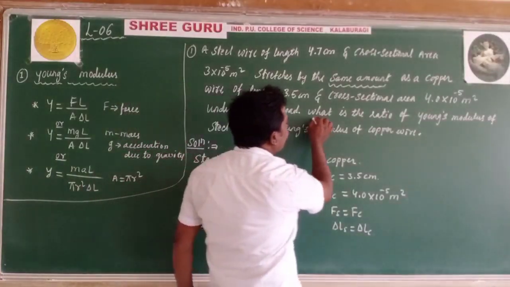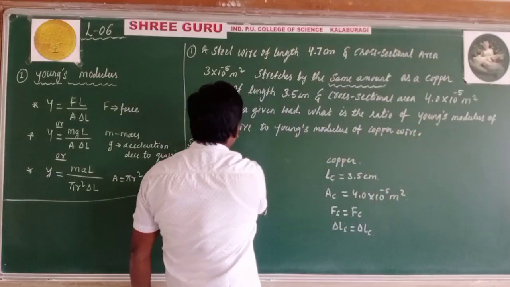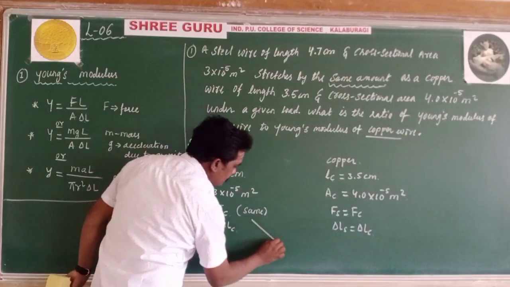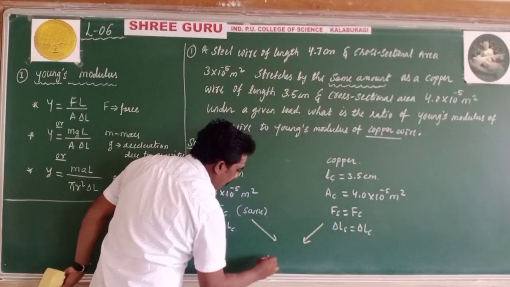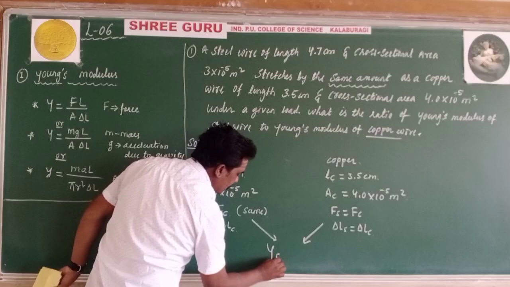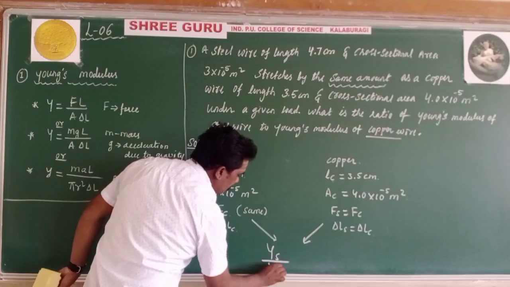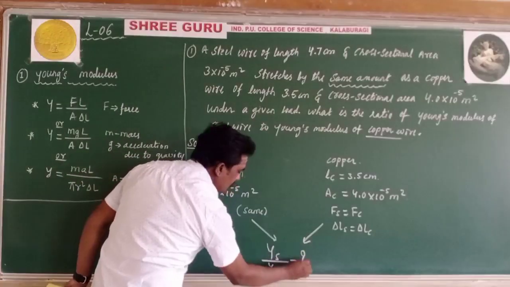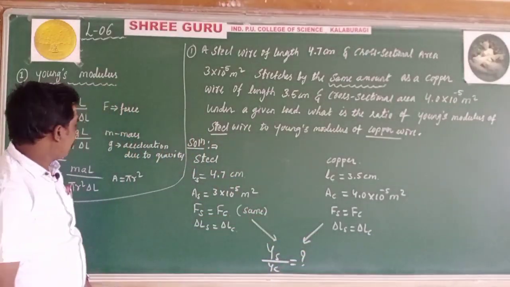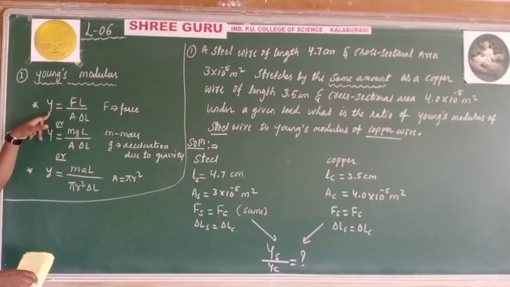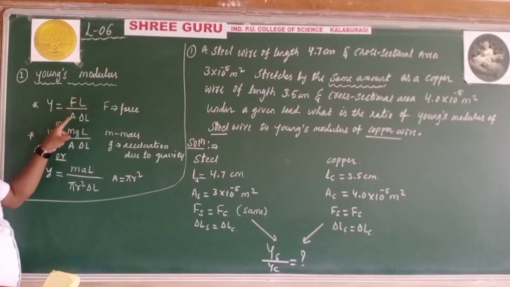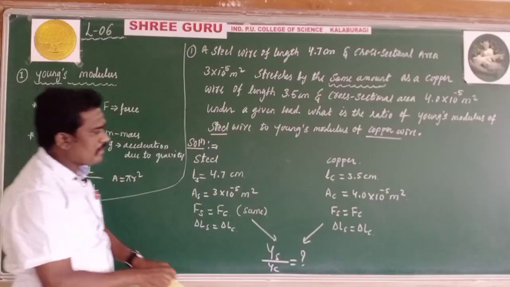Then we should find the ratio of Young's modulus of steel wire to Young's modulus of copper wire. By using these two data, we should find Young's modulus of steel rod with respect to Young's modulus of copper rod. Just find the ratio. Already we know, what is the Young's modulus formula? Y is equal to FL by A into delta L. Just use this formula only.